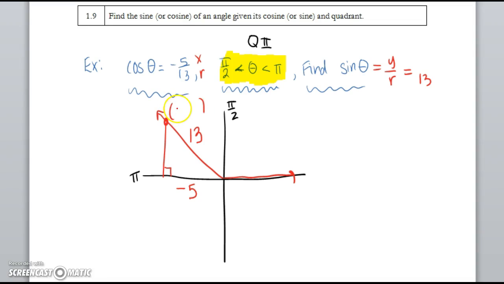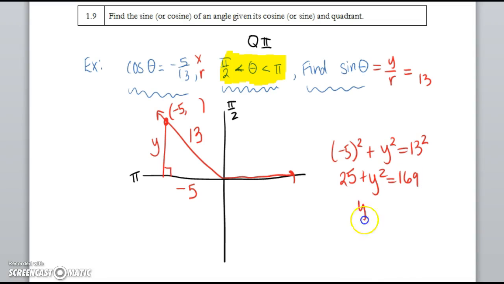So here's our point. Negative 5 is the x-coordinate. What's the y-coordinate? Well, we really have a right triangle here, and so using the Pythagorean theorem we can set up negative 5 squared plus y squared equals 13 squared. We can simplify and solve for y. If you're familiar with the Pythagorean triple, you might not need to do this work. The triple is a 5, 12, 13 triangle. Y is 12, and it's positive because we're located up there in the second quadrant. And so sine of theta is y over r. The y-coordinate is 12, and r, as we said, is 13.